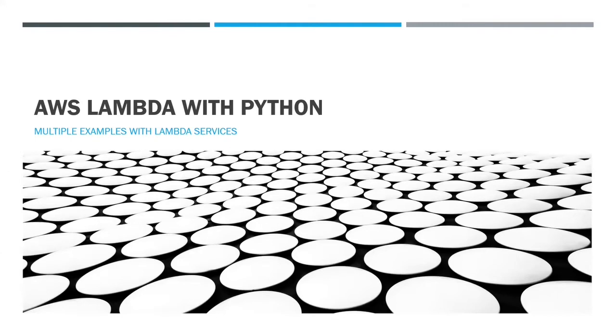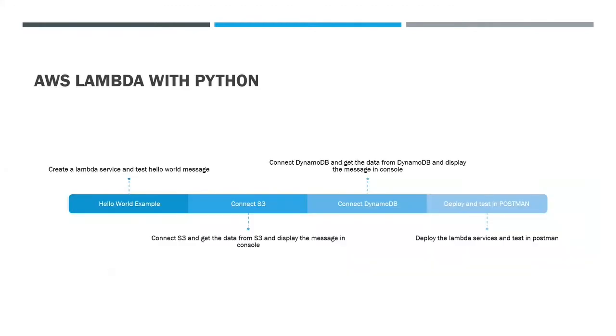In Lambda, we can use various programming languages like Java, Python, Ruby, .NET, and so on. In the tutorial, we are going to discuss how to use Python in Lambda, and we are going to discuss multiple examples. The first one is a hello world application. First we will create a Lambda service and we will display hello world in the test console.